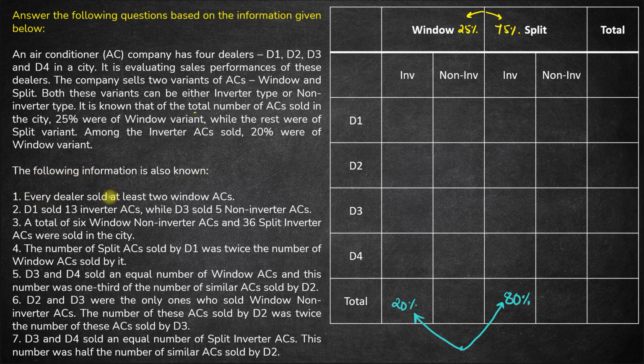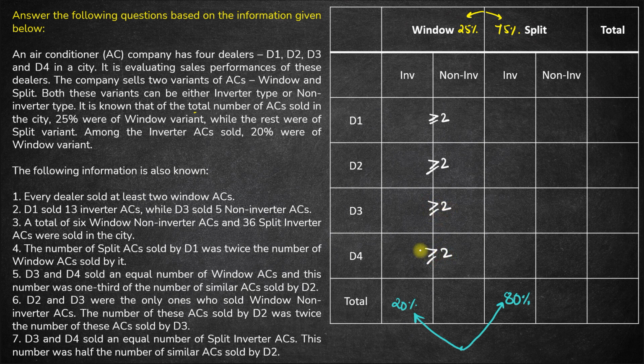Next, the following information is also known. The first is, every dealer sold at least 2 window ACs. So every dealer, D1, D2, D3, D4, all of them sold at least 2 window ACs. D1's window ACs will be inverter plus non-inverter type. So the value of both these blocks together should be 2 or more than 2, and similarly these two together should be greater than or equal to 2, and so on for each dealer.